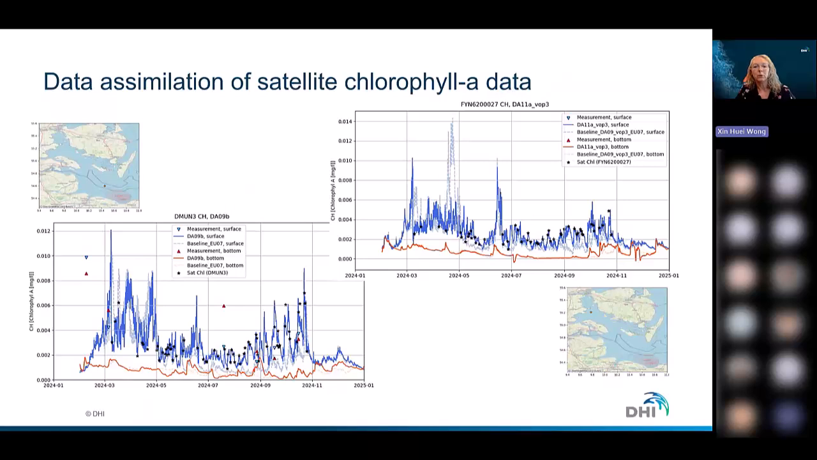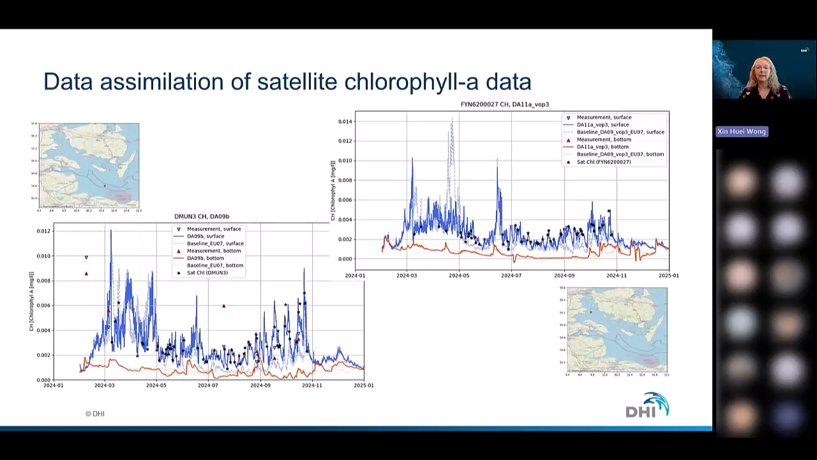Here we're looking at two examples of what it looks like when we assimilate satellite chlorophyll. Both stations, indicated on the maps, are open water stations. Blue is surface values, light blue is the baseline, dark blue is the assimilated results, and red is the bottom results. The stars indicate satellite observations, which we are assimilating into the model, whereas the triangles are the ship-based measurements, and they are only here for reference or validation.